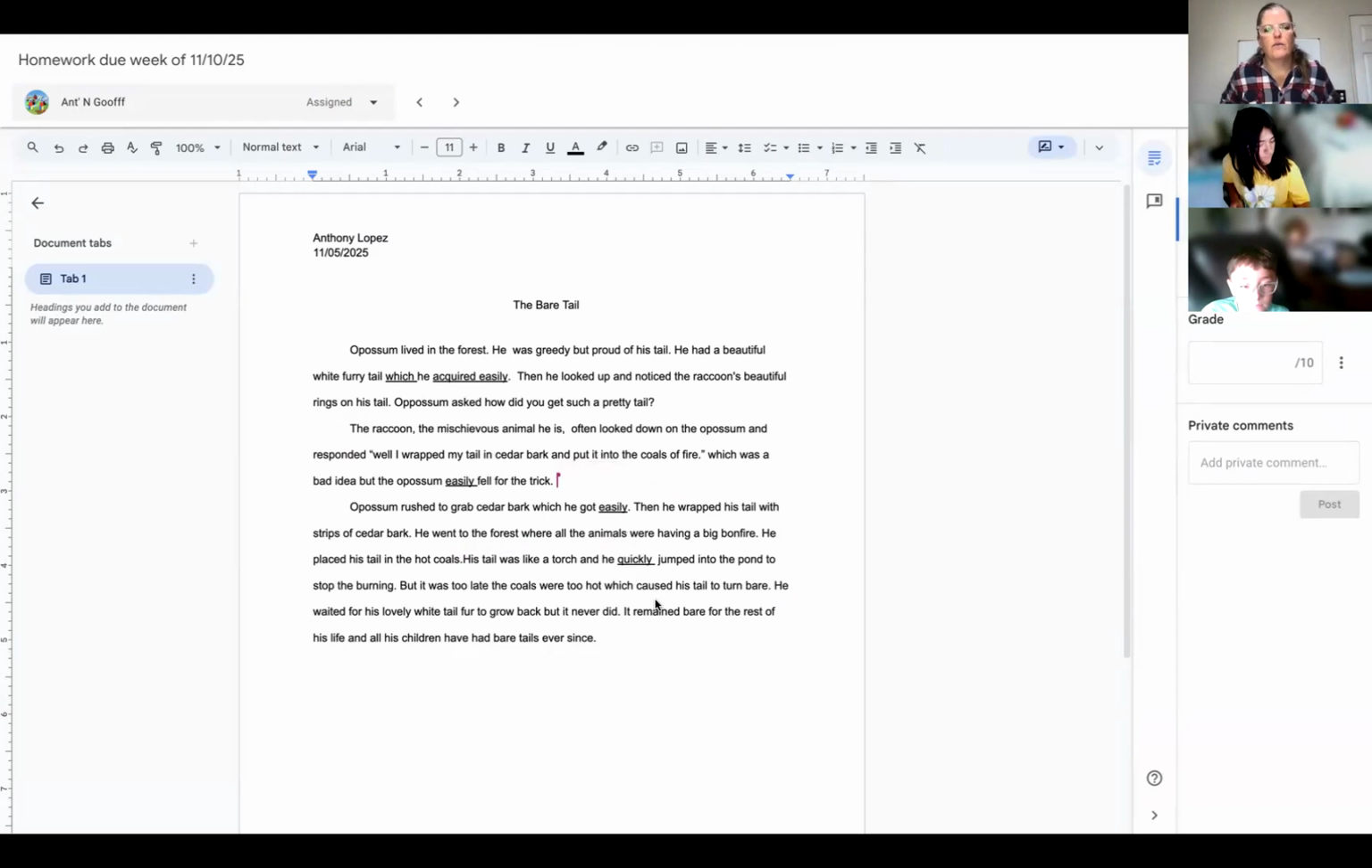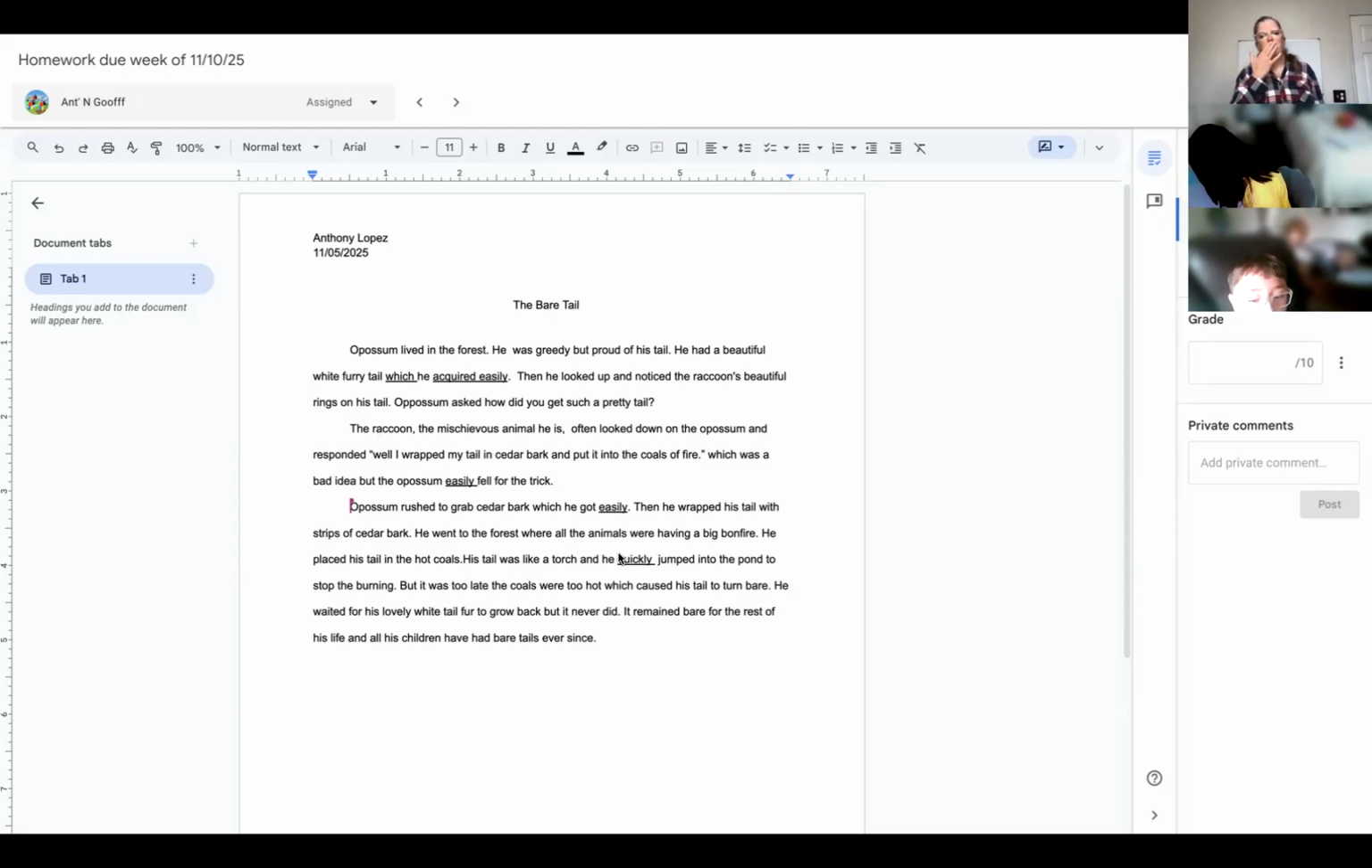okay, yeah, that works. Bonfire is torch cooking, jumped into the pond, stopped burning, but it was too late. You know what? That works. So now you just need to find your dress ups for each. I only see one underlined in paragraph 2. So go ahead and, okay, how about you read to me paragraph 2?